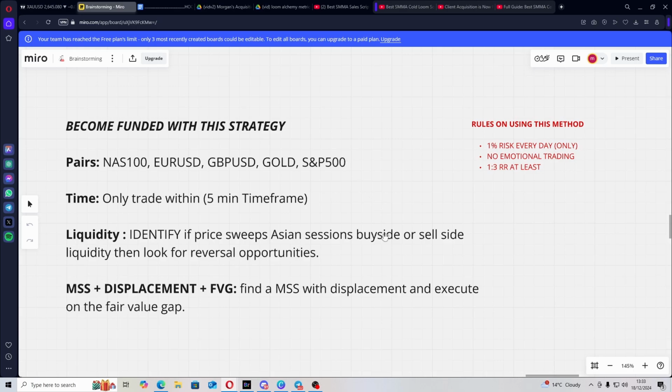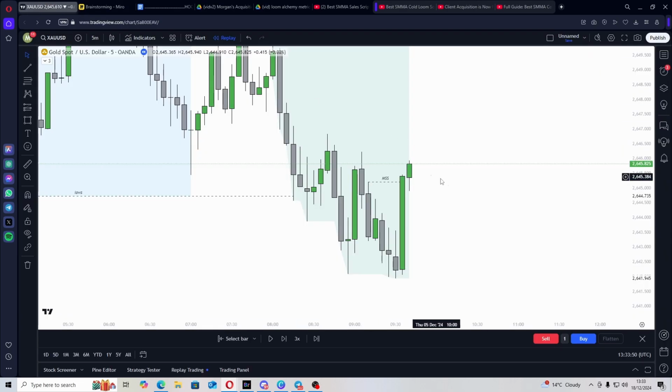And what we need to do next is very, very important. So we have a displacement already. All we need to do that's left is find out the fair value gap. So if I just mark out this right here, this will be the fair value gap that we're actually going to use.